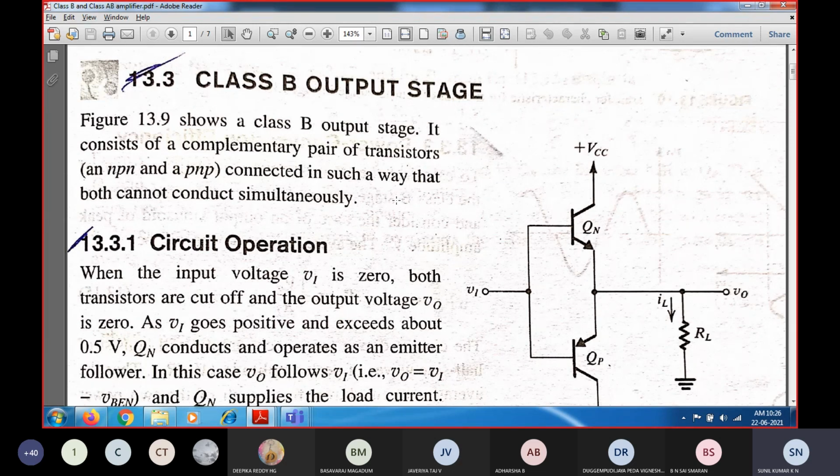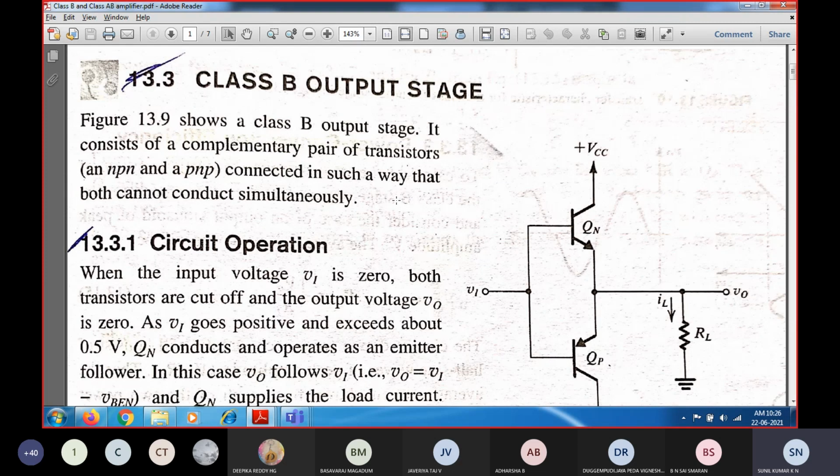You consider two stages in order to get the full, complete output waveform of 360 degrees. For a given full cycle of input, if you consider only one class B, you will get only 180 degrees. So in order to get the full output, I need to consider two class B amplifiers.